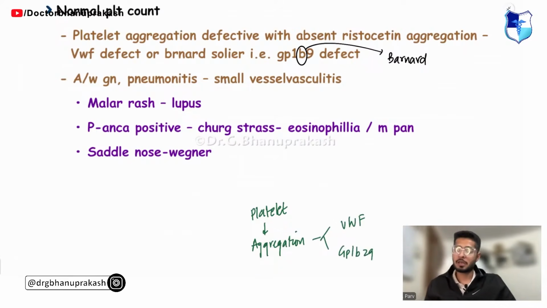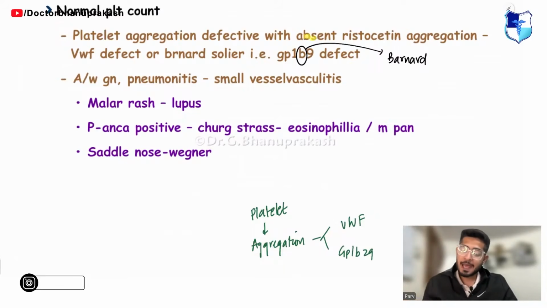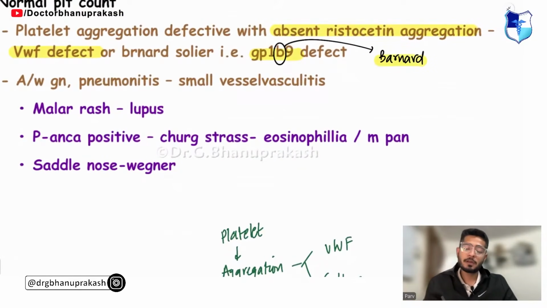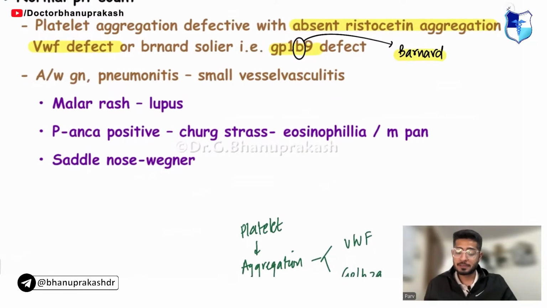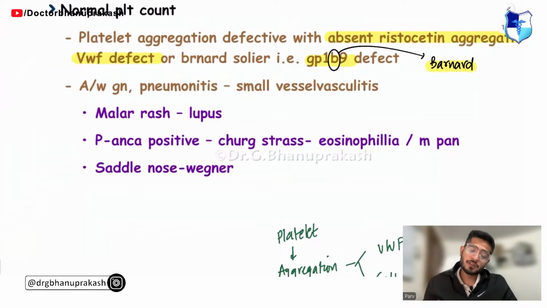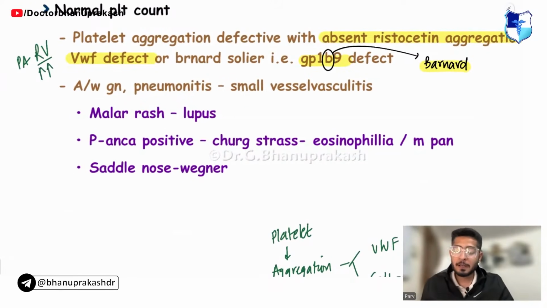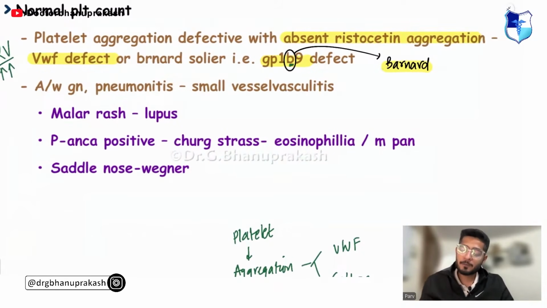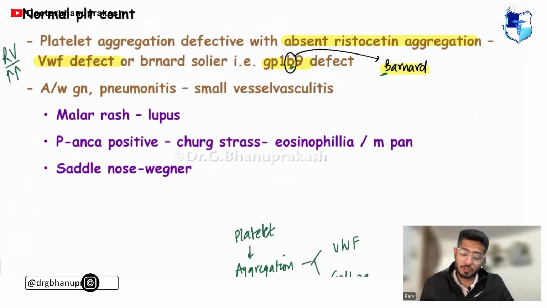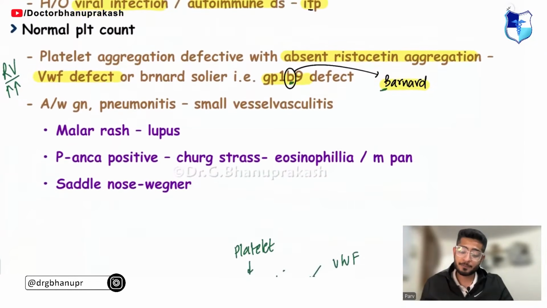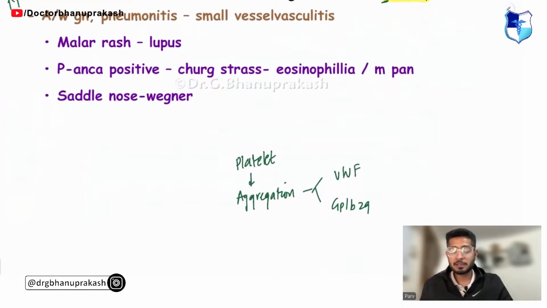Okay, GP1B9. So if there is absent ristocetin aggregation, that means the problem is in von Willebrand disease. But if it is GP1B9, then the problem is called Bernard-Soulier disease. So ristocetin is von Willebrand. Just remember my name and you will get the answer. Ristocetin, B for von Willebrand, and Bernard-Soulier is GP1B9. So from this B, you can remember the Bernard-Soulier disease.